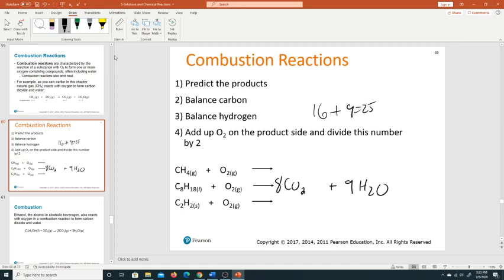I have 2 on the left-hand side. 25 is an odd number. Therefore, I know I'm going to have 25 in front of O2, and I'm going to double the rest. 8 becomes 16, 9 becomes 18. So the coefficients are 2, 25, 16, 18.